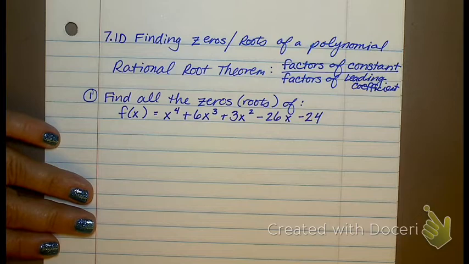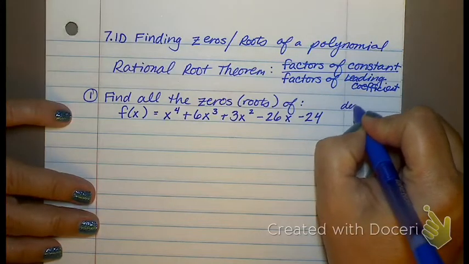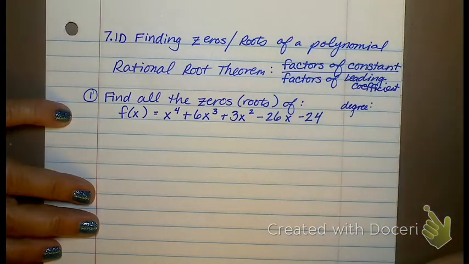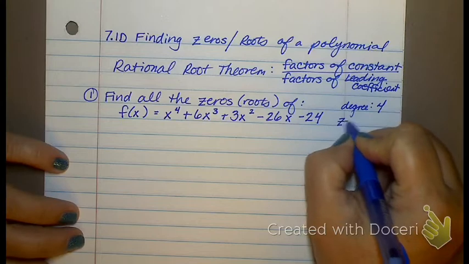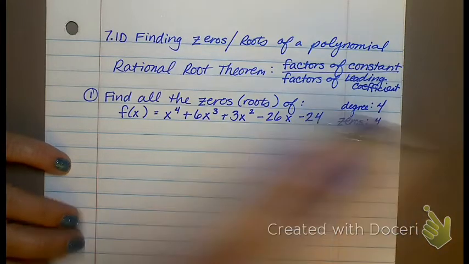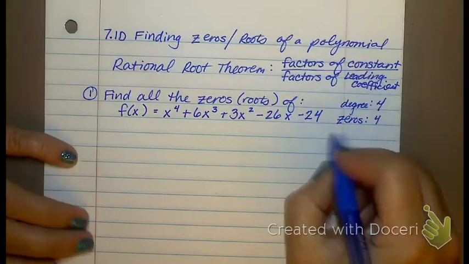F of x equals x to the 4th plus 6x cubed plus 3x squared minus 26x minus 24. Okay, so when it says find all the zeros or the roots, my first thought should be, what is the degree? And in this case, our degree is what? 4th degree, which means how many zeros am I going to have? 4. So when it says find all the zeros, I'm looking for 4 answers. Make sense? Yes? No? Anybody? Okay. So I need 4 answers.